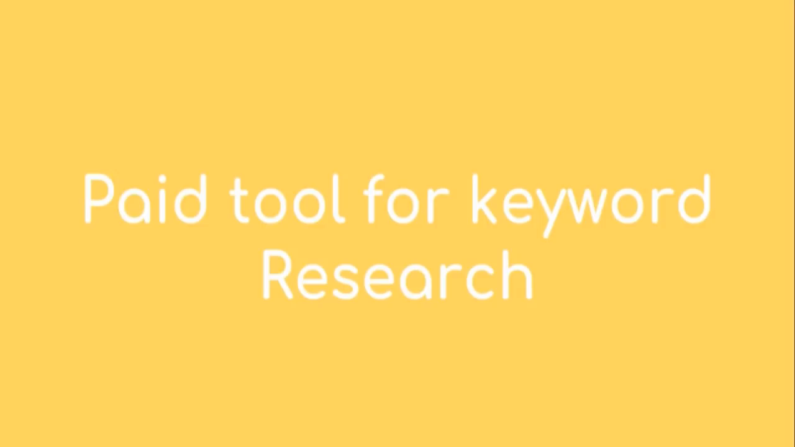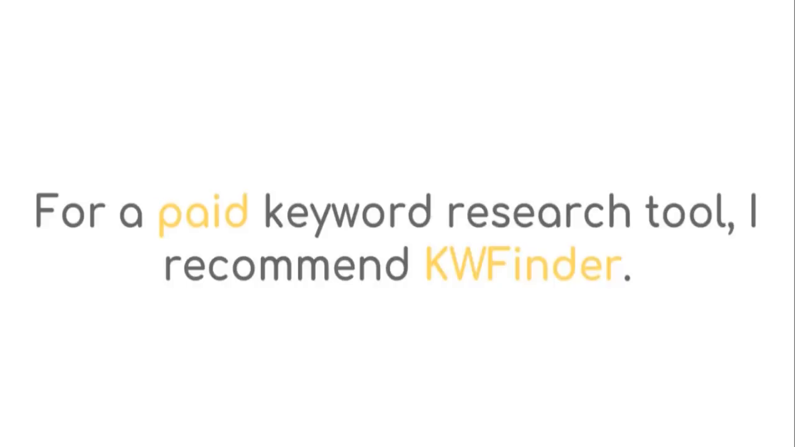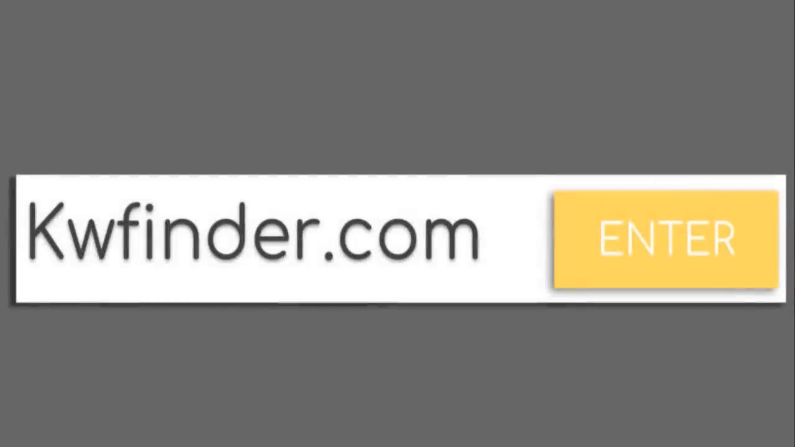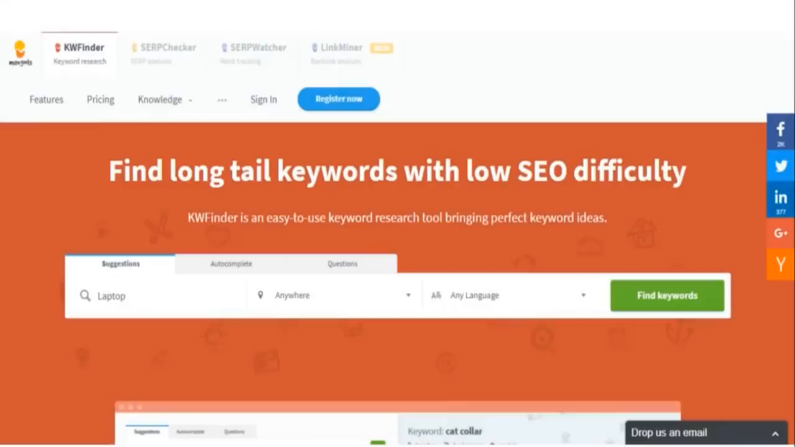Next, we'll learn how to find the perfect keywords. For keyword research, I sometimes use KW Finder, which is a paid tool. First, we'll learn how to do keyword research on KW Finder. They have a free trial which you can use if you want to. Go to kwfinder.com. Now, on this page, you need to enter your main keyword here. This is mainly what your brand is about. If you're selling laptops, your primary keyword is laptop, so type in laptop.